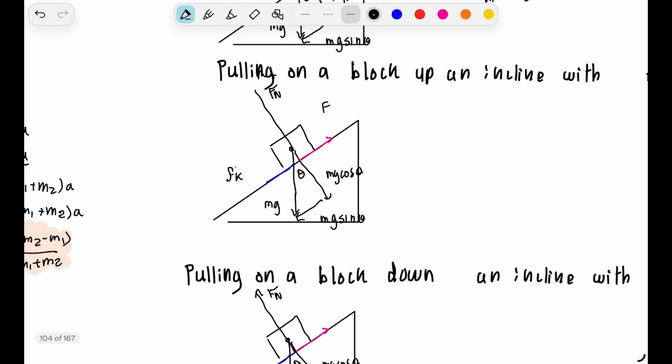Fk is going to be mu k times mg cosine theta, because it's mu s, or actually mu k, because this is kinetic. That's the normal force. So along the incline, we have F minus Fk is equal to ma.